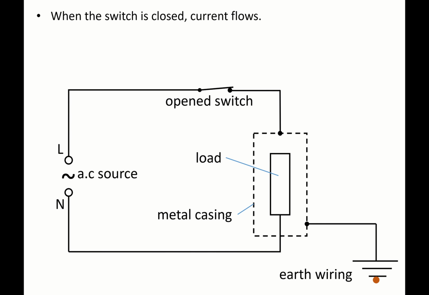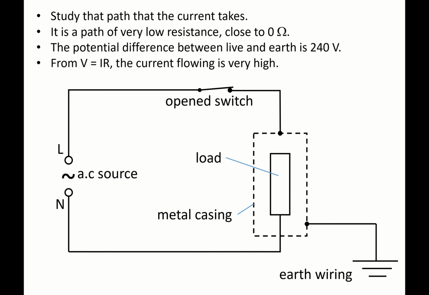And we see that the path taken along here, its resistance is actually very low. And because the resistance is very low and the potential difference between the live potential and the earth is about 240 volts, from V equals IR, the current flowing through this path has to be very high.